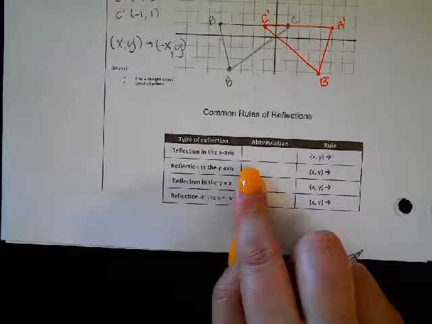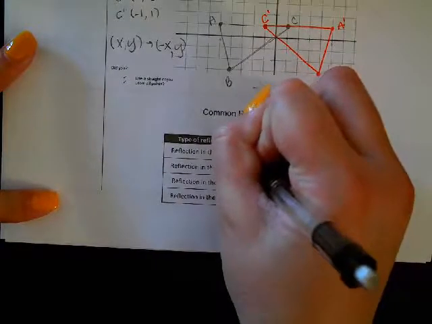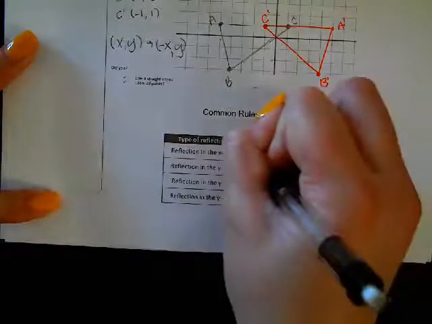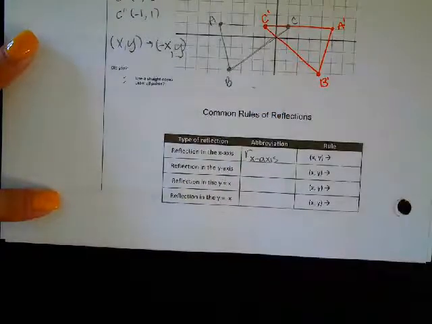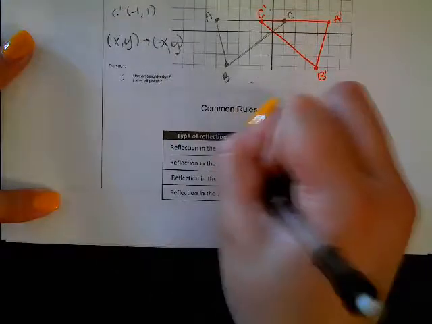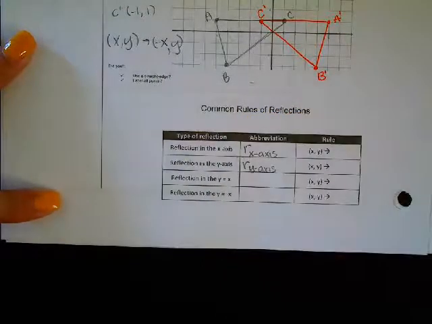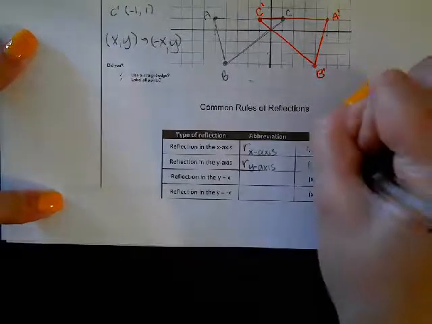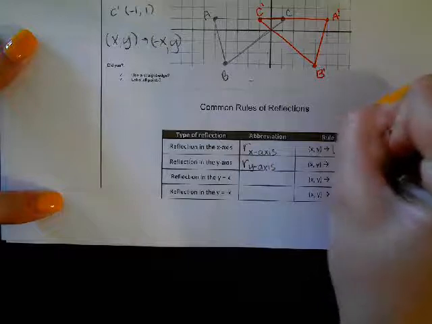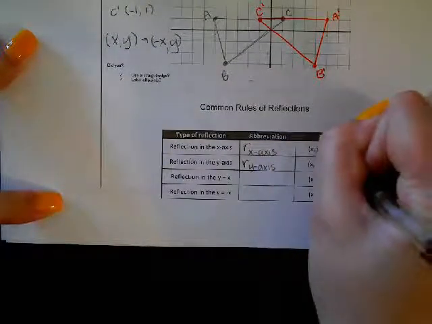So we're going to say lowercase r, x-axis. That's our abbreviation. So we're saying reflect over the x-axis, reflect over the y-axis. And then our rule for the x-axis is x comma negative y. And then for the y-axis it's negative x comma y. Seem reasonable? Okay.